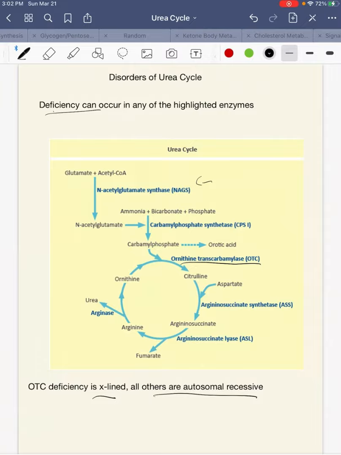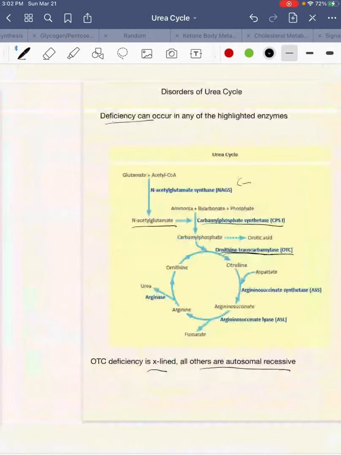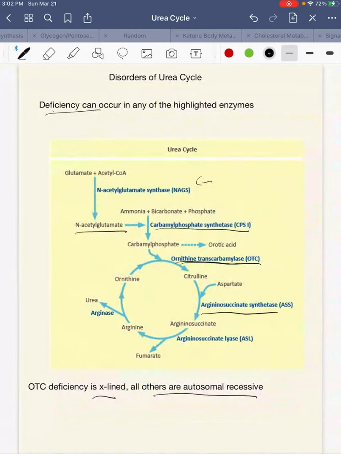So we can get it in N-acetylglutamate synthase, the one that makes N-acetylglutamate. We can get it in CPS, our rate-limiting enzyme. We can get it in OTC, ornithine transcarbamylase. We can get it in argininosuccinate synthase, in argininosuccinate lyase, or we can also get it in arginase. Okay.